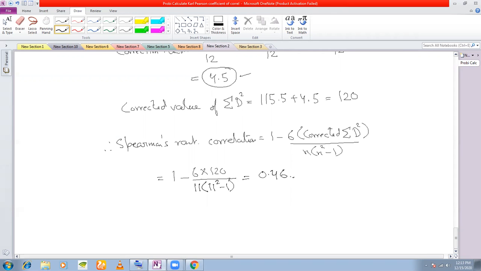Okay, so what kind of a correlation is this? 0.46. It is close to 0.5, the middle. It is a fairly average correlation, not a very strong correlation, not a very weak correlation also. It is a fairly average positive correlation, not a negative correlation. Because if it was negative, you would get a minus sign there. Okay, so I stop here for today.